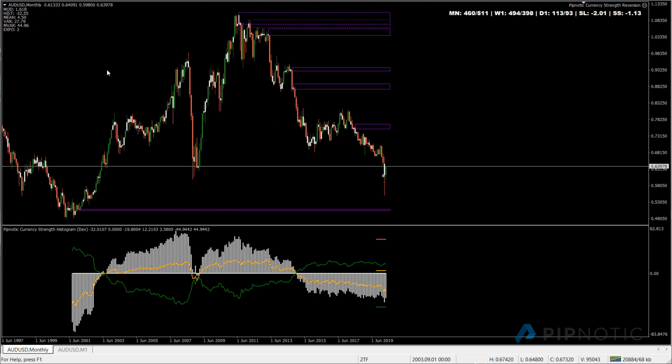Having a look at this, you can see that price managed to move all the way down to this price level here, and then turn around and move above these highs here. So I'm guessing that there's supply further to the left.